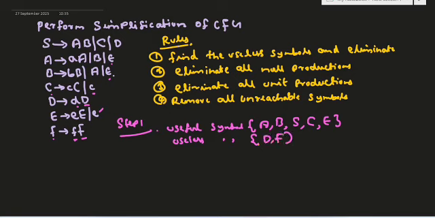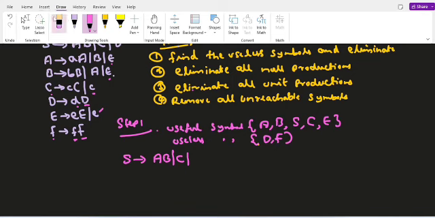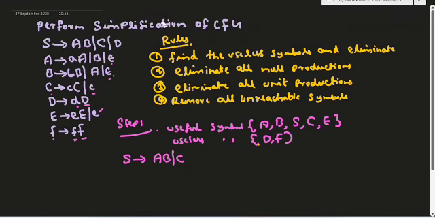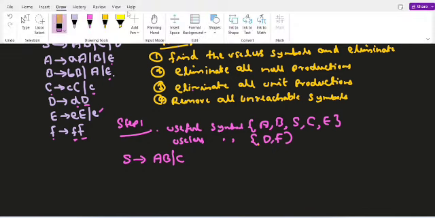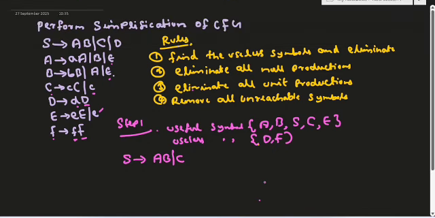Now wherever these useless symbols are there, we have to eliminate all those productions. So now we will write the productions as they are. S tends to AB is useful, C is useful, and D is not useful, so we will eliminate that. We'll erase this, since D is not useful here.